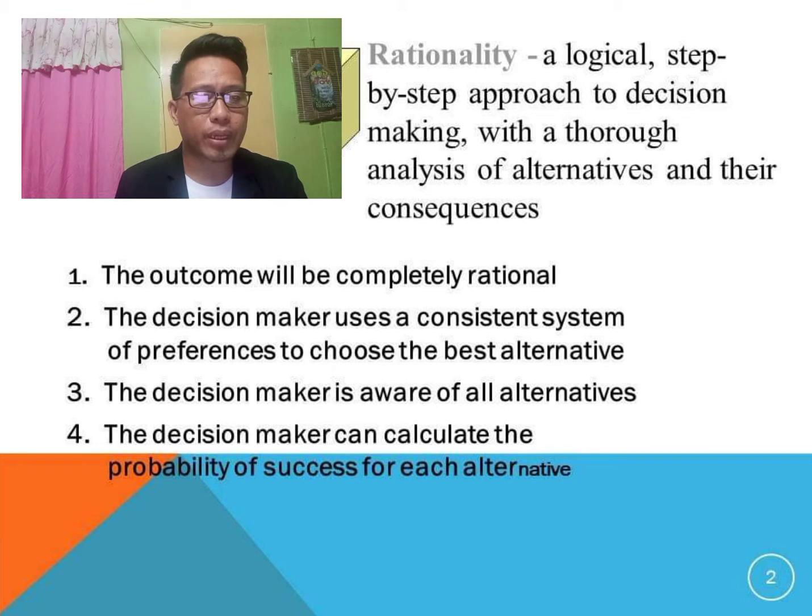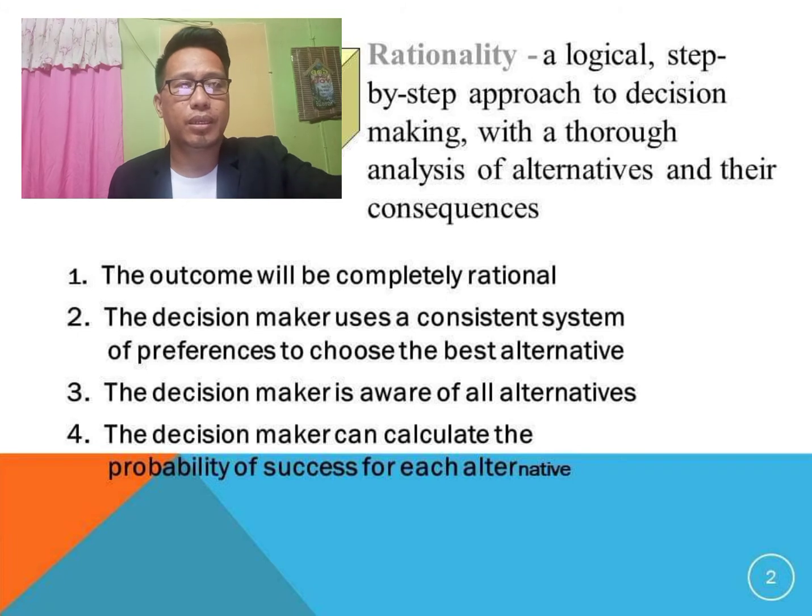We have this number one: the outcome will be completely rational. Second, the decision maker uses a consistent system of preferences to choose the best alternative. The third one is the decision maker is aware of all alternatives. And the fourth one, the decision maker can calculate the probability of success for each alternative.